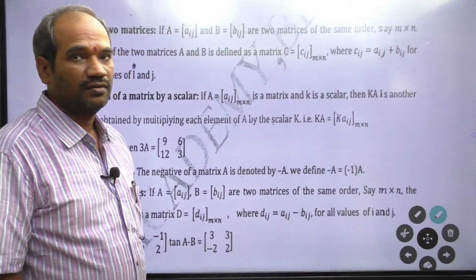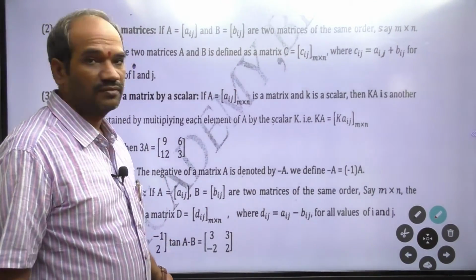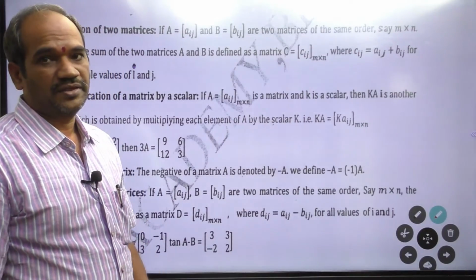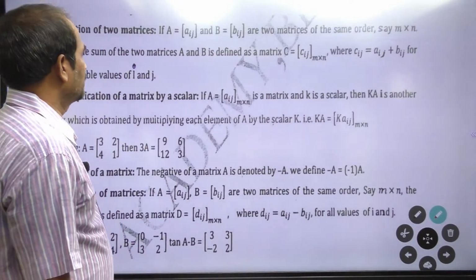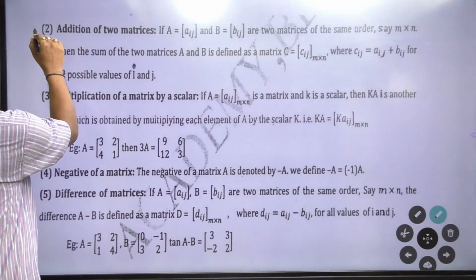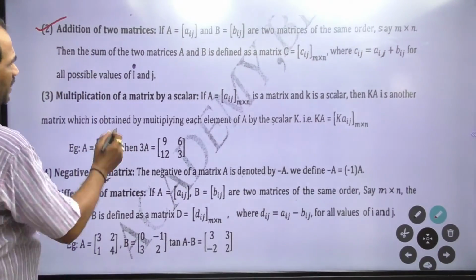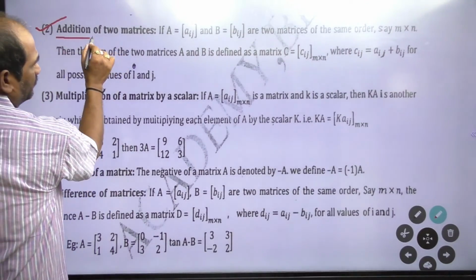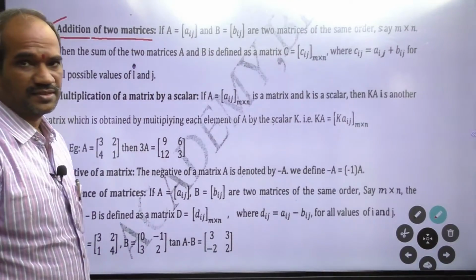So here today, matrices continuation. Here today, next definitions. In this first definition, addition of two matrices.